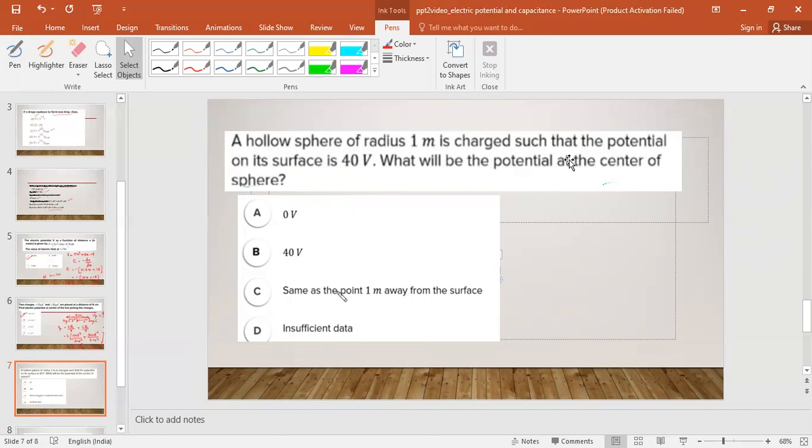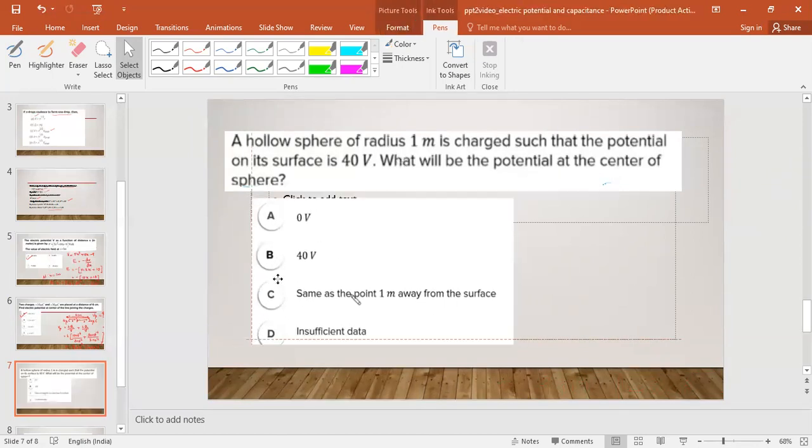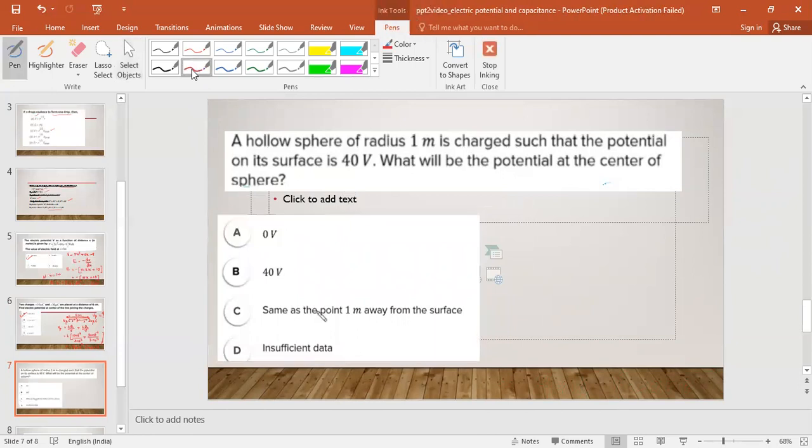So it is not given that any charges are placed at the center of the sphere. So it is clear that no charges are placed inside the sphere. Since there are no charges between the surface and the center of the sphere, the potential inside will also be the same as that on the surface. So the answer will be option B.